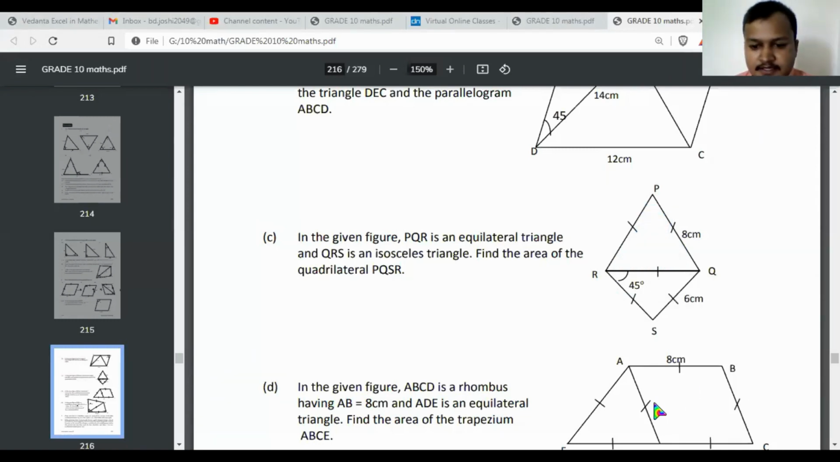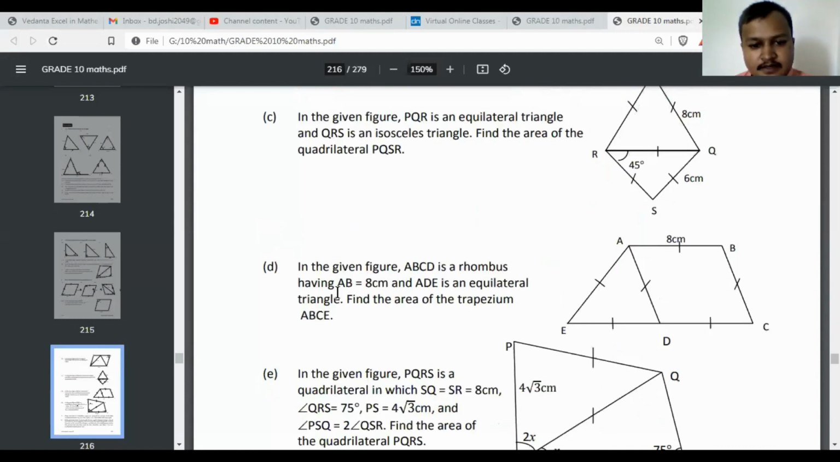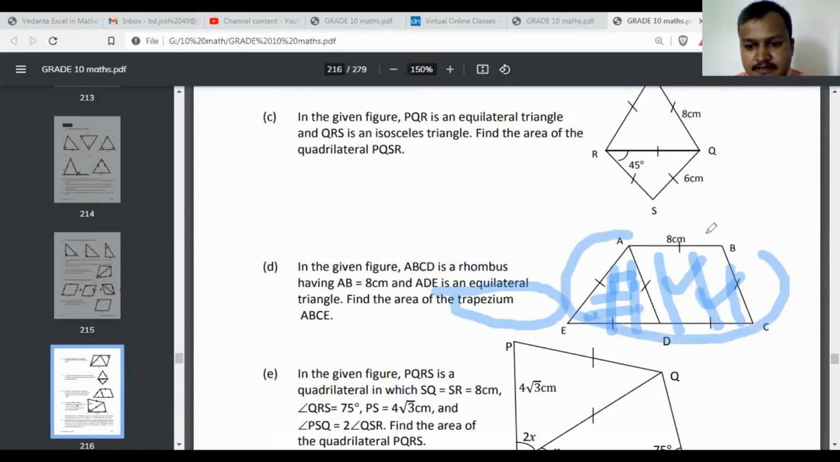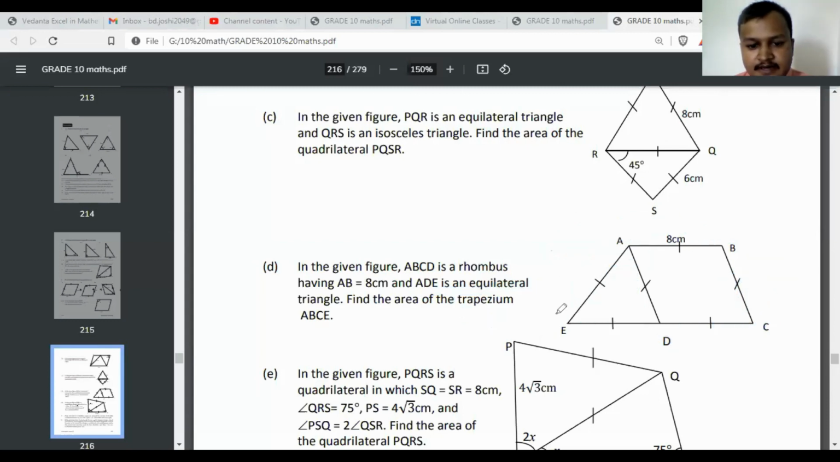Then next question, question number D. This is an important question and a different question than the others. There is one rhombus ABCD and triangle ADE. In this question also, we have to find two areas, the area of this rhombus and the area of this triangle. And after finding the area of triangle and rhombus, add both areas to get the area of the trapezium. This whole figure is one trapezium. So finally, we have to find out the area of one trapezium.